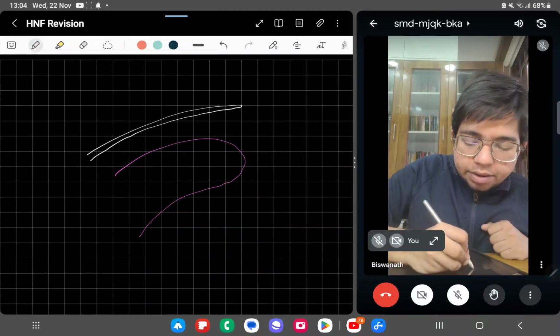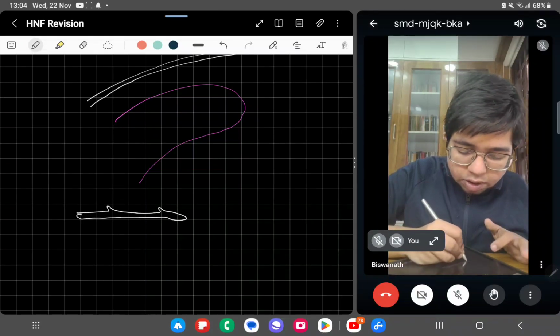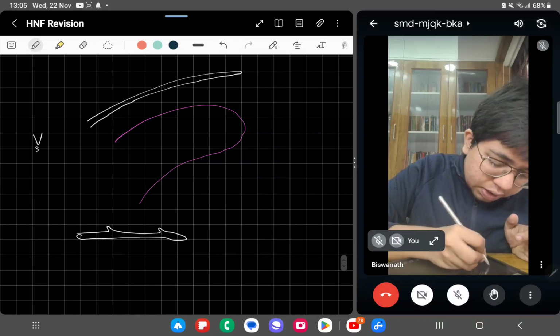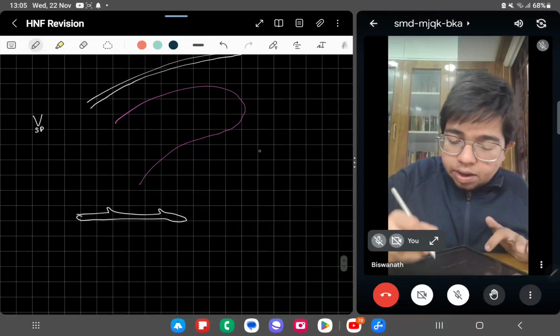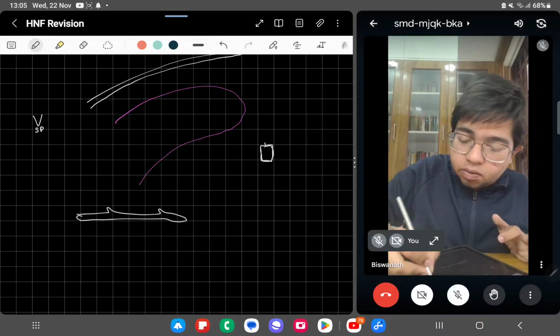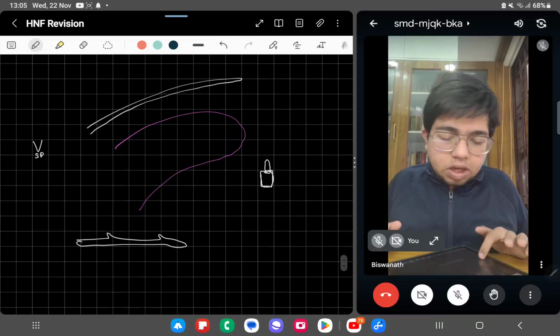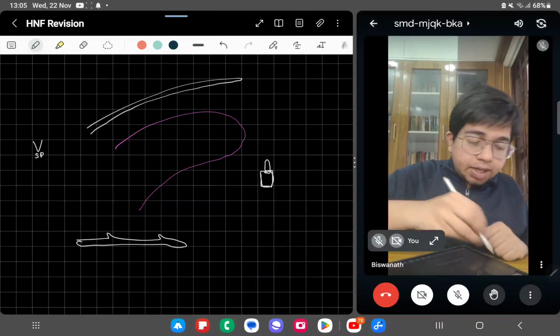Here we have the palate. Here I made the hyoid bone. This is the styloid process. Let's say this is the cross section of the mandible with the teeth. Let me attach the teeth. Done. So we'll see the attachments from these parts.